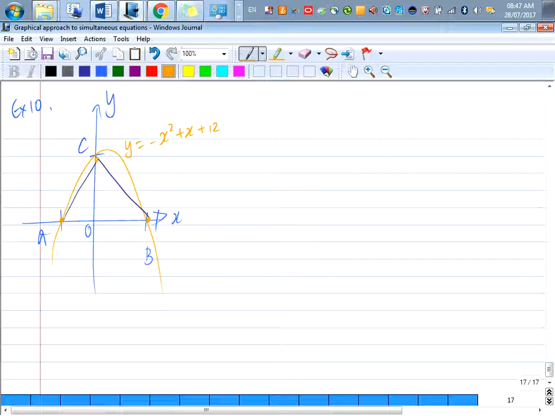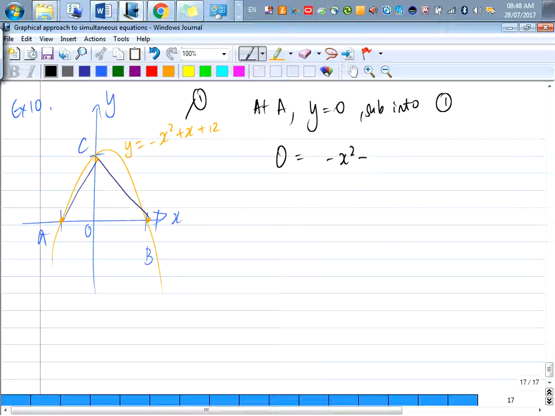The x coordinate is negative. What else can you tell me? y equals to 0 at A. Okay, that is the first piece of information that we can get. I'm going to substitute into this equation, equation number 1. So 0 equals to negative x squared plus x plus 12.